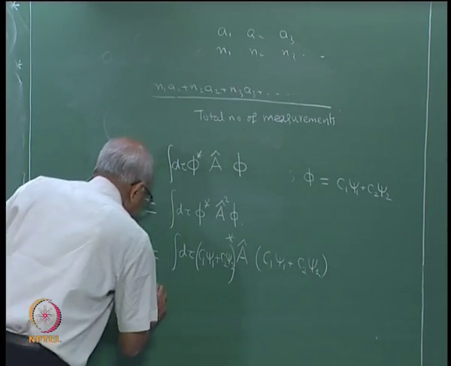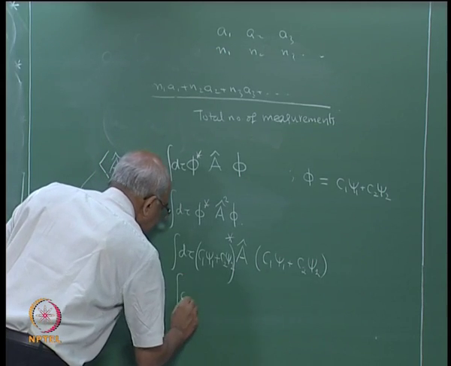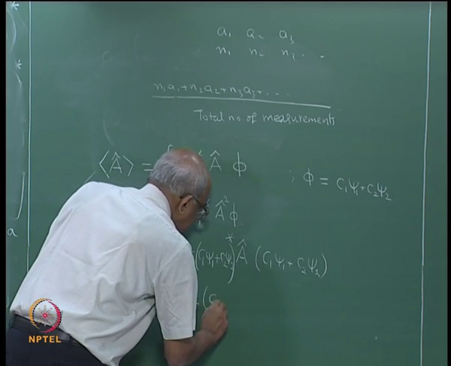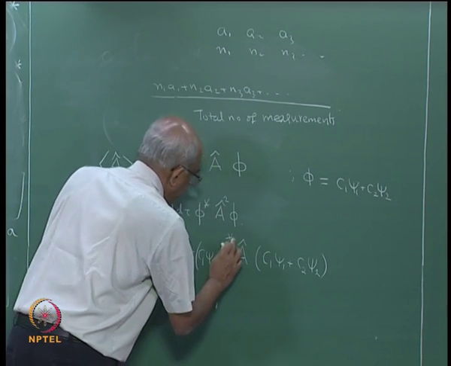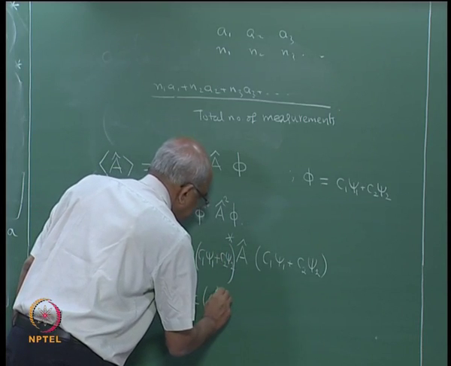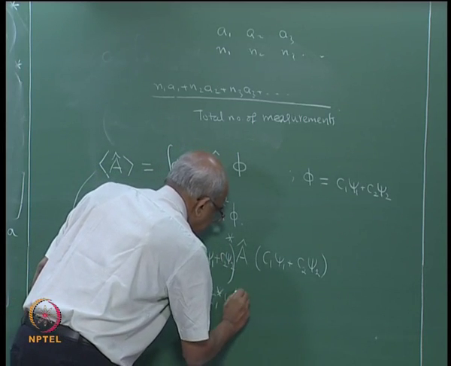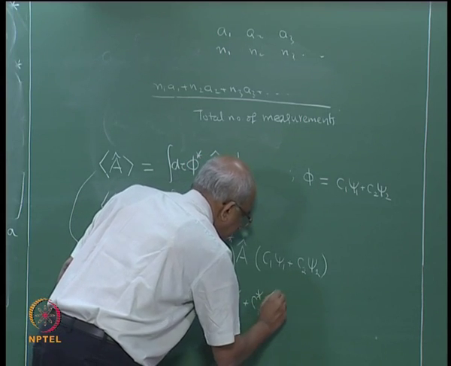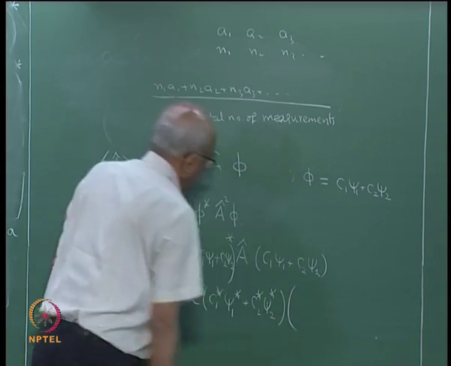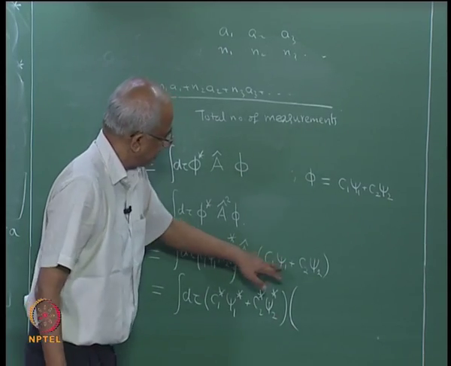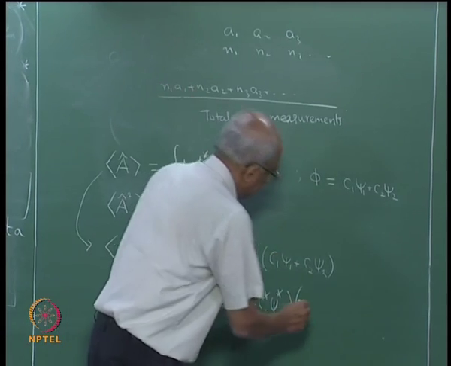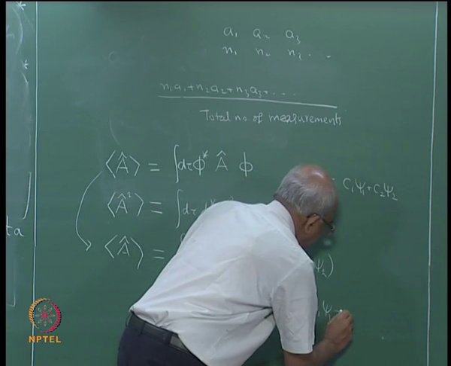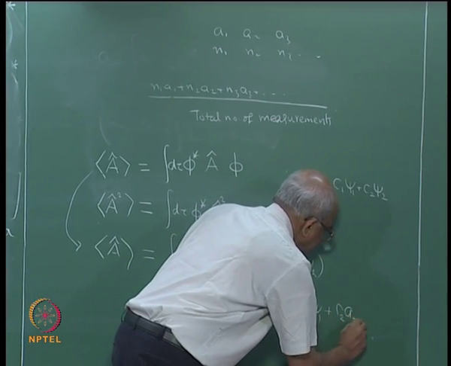So, what is going to happen is I will get integral d2 of C1 star psi 1 star plus C2 star psi 2 star, where the star operation can be taken inside, multiplied by this A. I am going to take it inside, allow it to operate upon these things. So, the answer will be C1 A1 psi 1 plus C2 A2 psi 2.